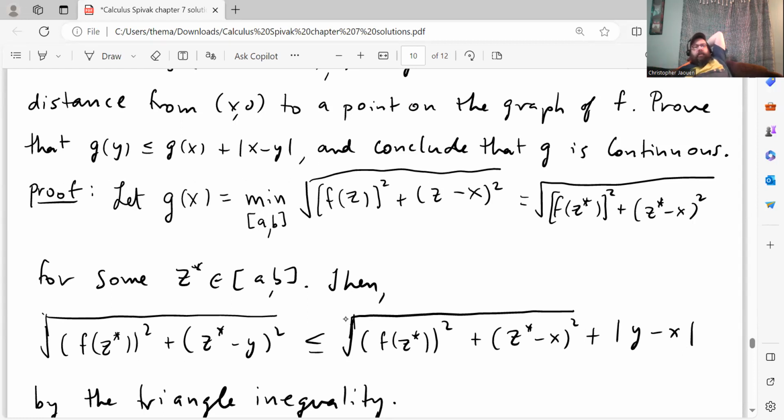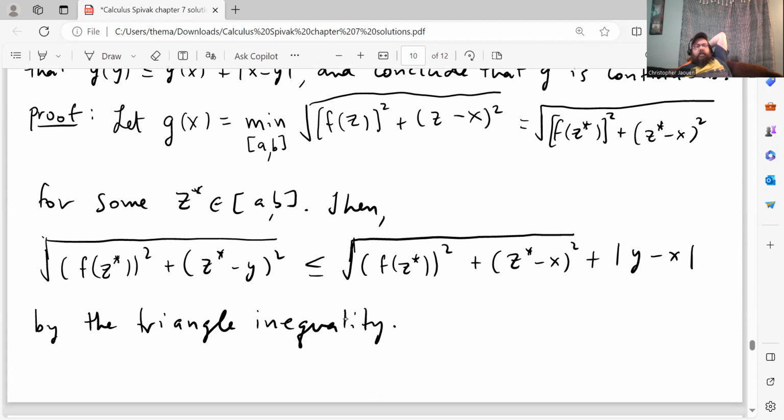So anyway, let G of X equal the minimum over the closed interval from A to B of square root of f of z squared plus z minus x squared. That's equal to square root of f of z star squared plus z star minus x squared for some z star in the closed interval from A to B.